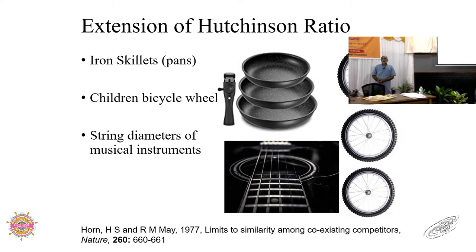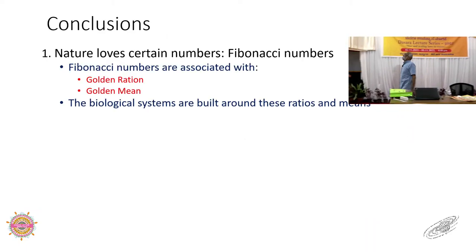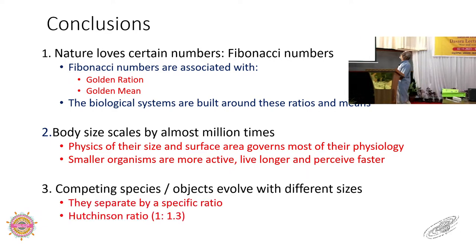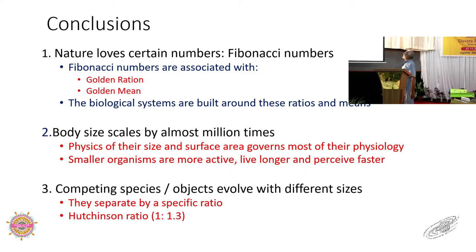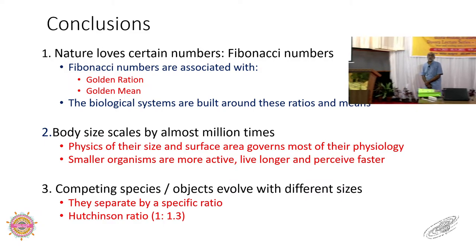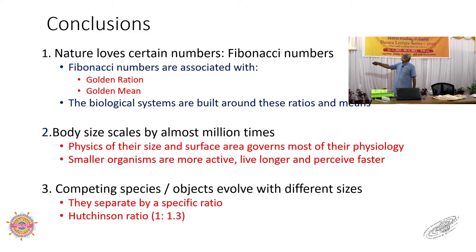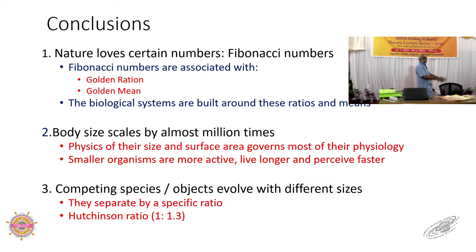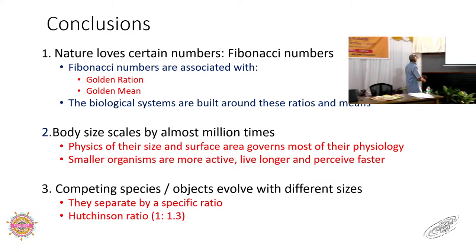Let me conclude that. One, we saw that nature loves certain numbers, that is Fibonacci series. And Fibonacci numbers are associated with the golden ratio. Sorry about the spelling there. Golden ratio and golden mean. The biological systems are built around these numbers, these ratios, and these golden means.